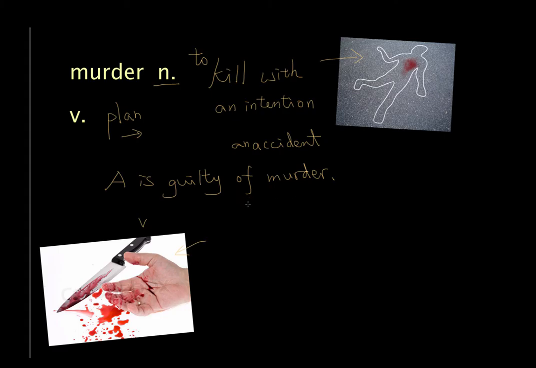Okay? Or to murder, of course, is a verb. And as I just said, to murder is to kill someone intentionally, to kill someone with an intention. And that is to murder. But of course, you do not just murder someone, you can also murder animals.